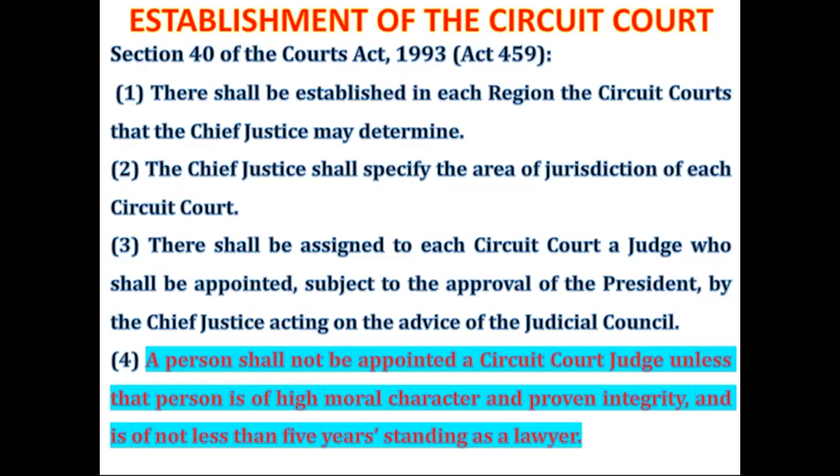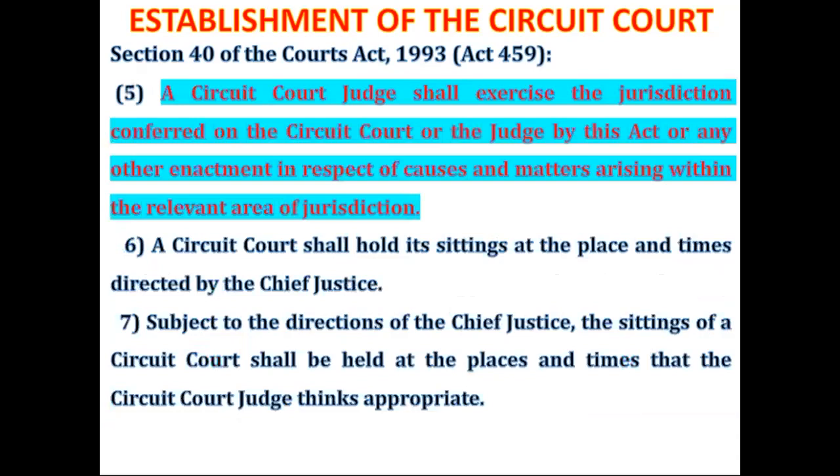So if you look at section 40, subsection 5, it says that a circuit court judge shall exercise the jurisdiction conferred on the circuit court or the judge by this act or any other enactment in respect of causes and matters arising within the relevant area of jurisdiction. And so the circuit courts' jurisdiction is only the one conferred on them by the Court Act. They can't exercise jurisdiction more than what the Court Act confers on them.